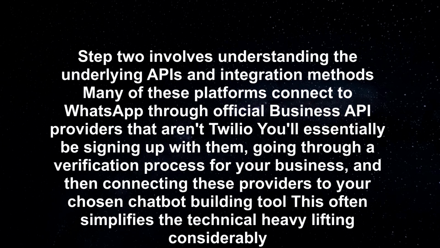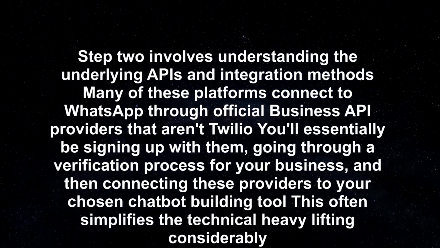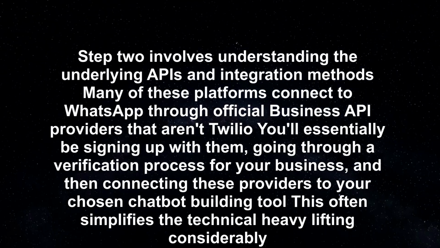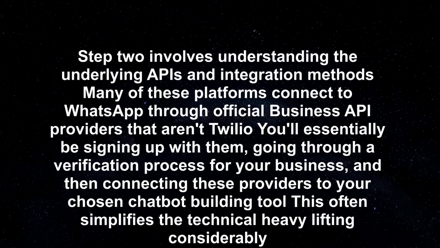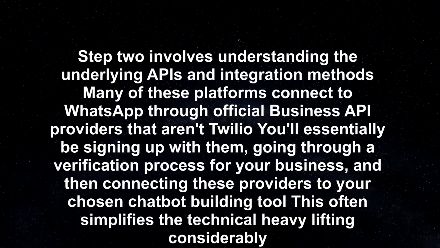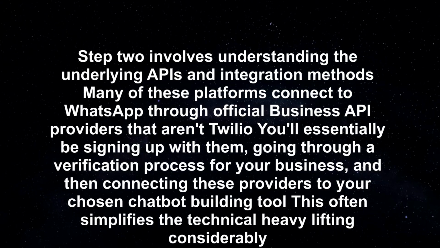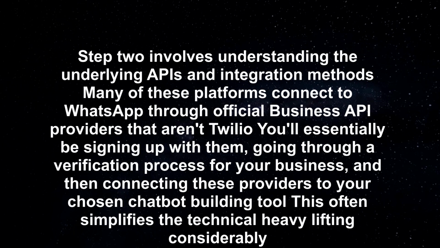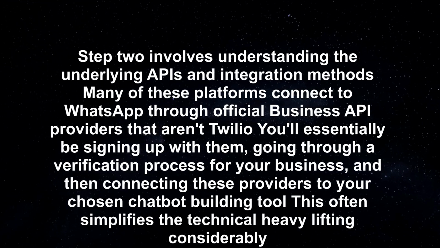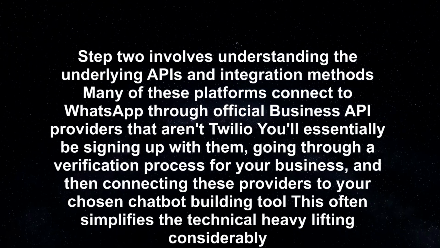Step 2 involves understanding the underlying APIs and integration methods. Many of these platforms connect to WhatsApp through official business API providers that aren't Twilio. You'll essentially be signing up with them, going through a verification process for your business, and then connecting these providers to your chosen chatbot building tool. This often simplifies the technical heavy lifting considerably.